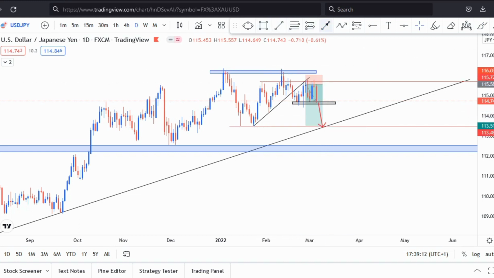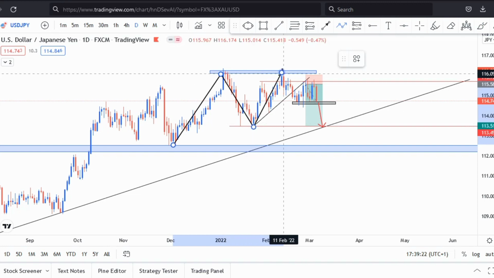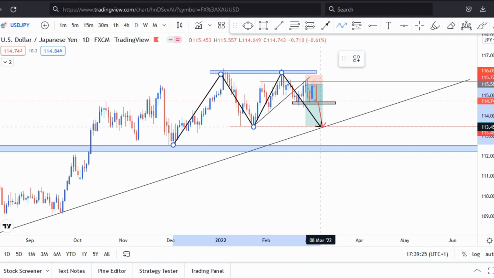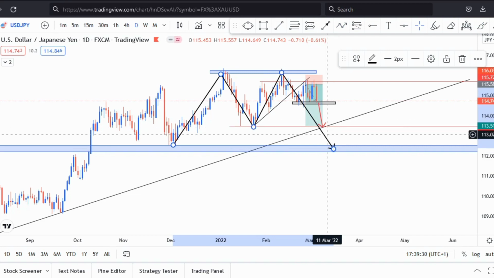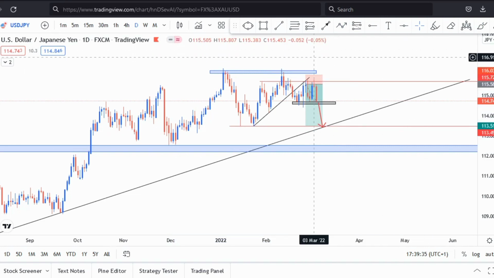Also, we can see that price has more or less formed this double top pattern all the way from here back down to this level here and tested it here again. And like I said, I'm expecting price to continue all the way down to at least this neckline, or it could break it and get down to this level as well. But generally speaking, I am bearish on USD JPY.